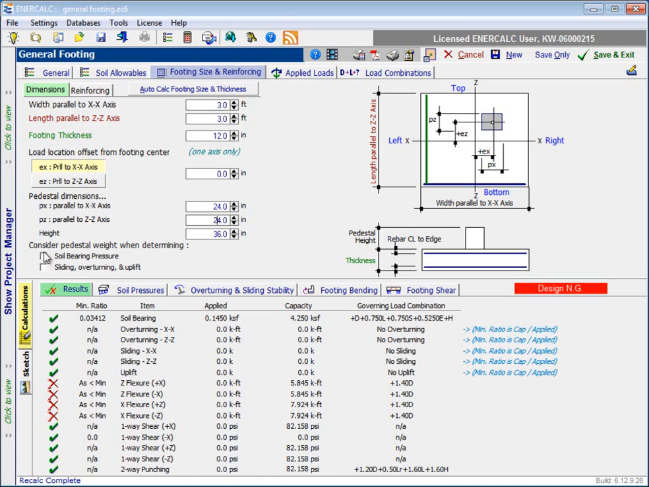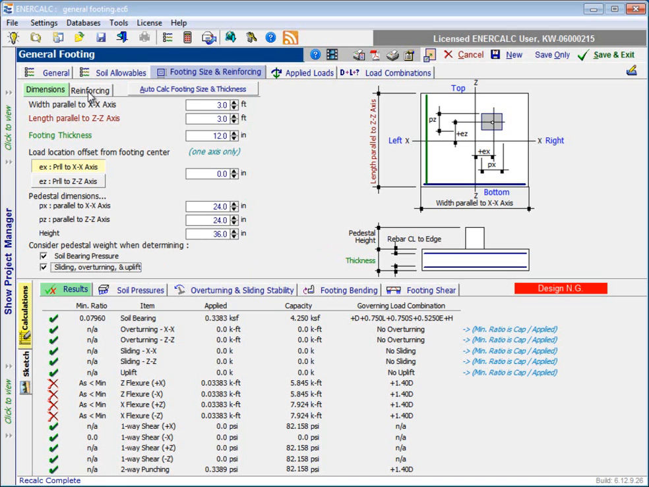The last decisions that we have to make here on this tab are whether or not to consider the pedestal weight when determining the soil bearing pressure and/or when determining the checks for sliding, overturning, and uplift. For our exercise, I'll select both of those so that the program uses the weight of the pedestal based on these dimensions and the unit weight we specified when it checks soil bearing pressure, sliding, overturning, and uplift. Okay, that's a full look at everything on the dimensions sub-tab.